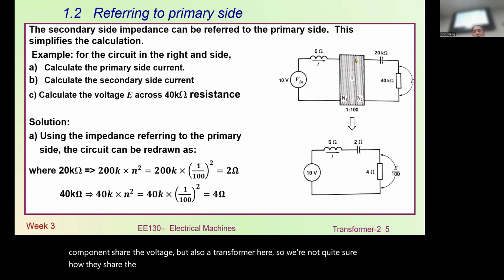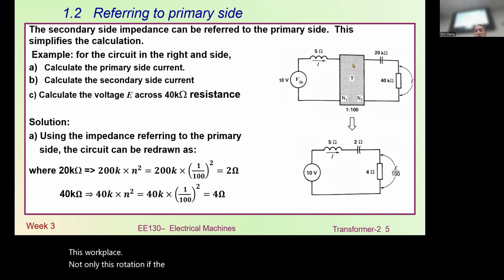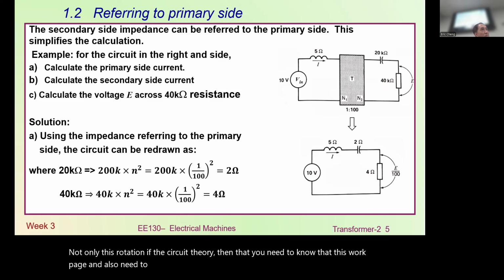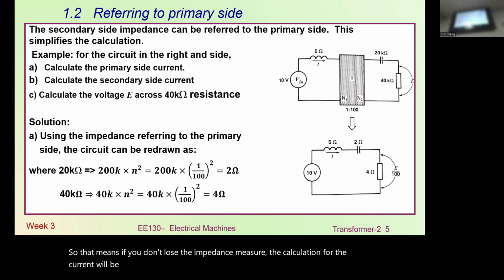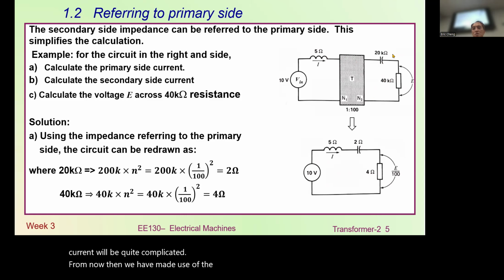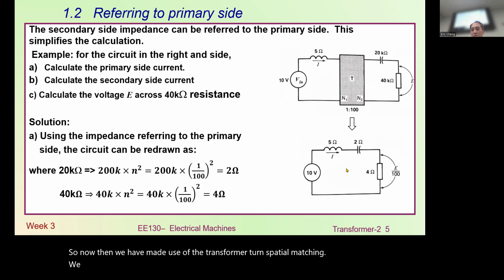Theoretically, you need to know this voltage. Not only this voltage, if you know circuit theory, then you know that you also need to know this phase angle. So that means if you don't use impedance matching, the calculation for the current will be quite complicated. Now that we make use of the transformer turns impedance matching, we can convert this circuitry into this one.